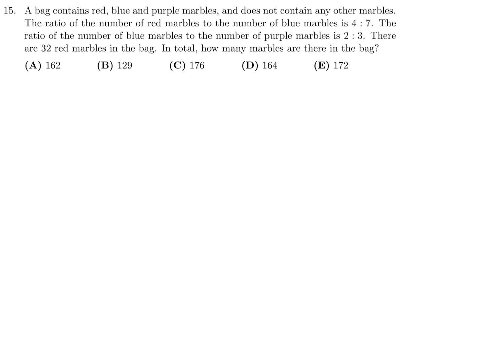A bag contains red, blue, and purple marbles, and does not contain any other marbles. The ratio of the number of red marbles to the number of blue marbles is 4 to 7. The ratio of the number of blue marbles to the number of purple marbles is 2 to 3. There are 32 red marbles in the bag. In total, how many marbles are there in the bag? So we have red, blue, and purple, and they told me that red is 32.